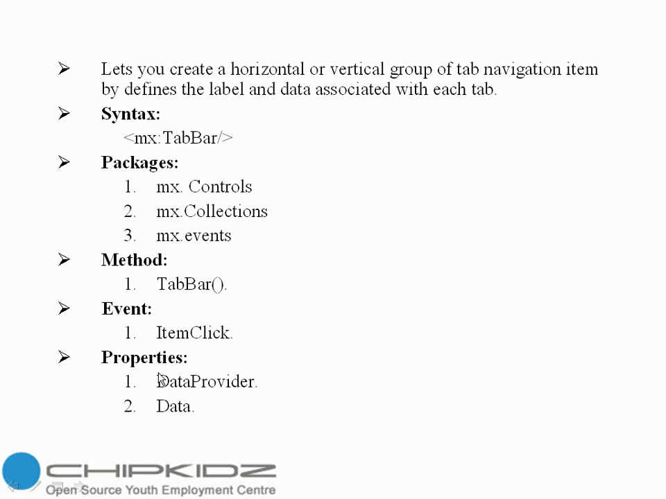Then I used some properties. One is dataProvider. DataProvider means the data used to populate the navigator control. The second one is data. The data property lets you pass a value to the component when you use it in an item renderer or item editor.